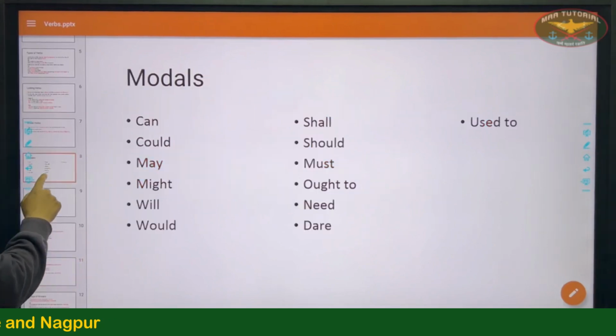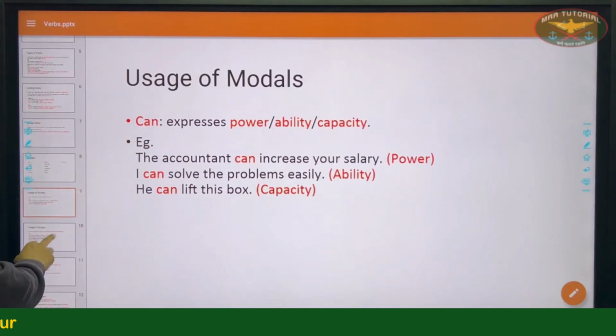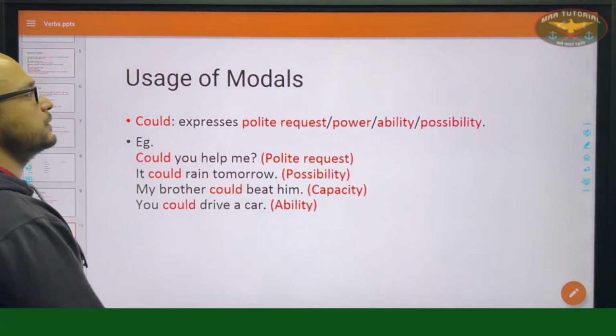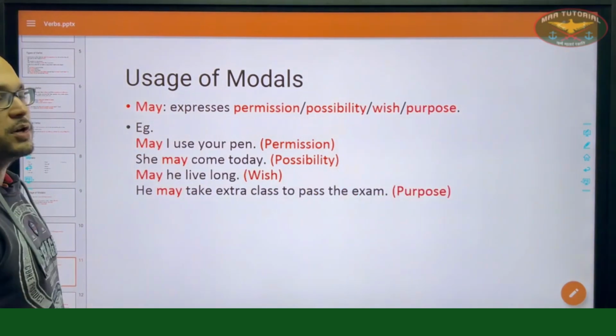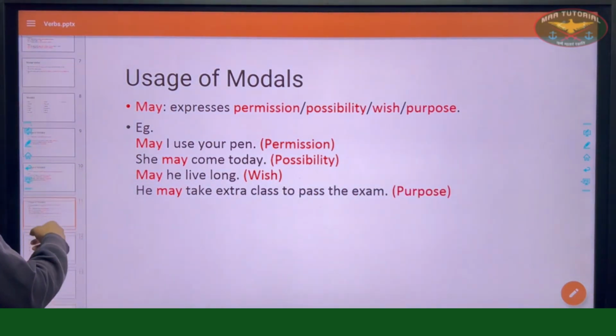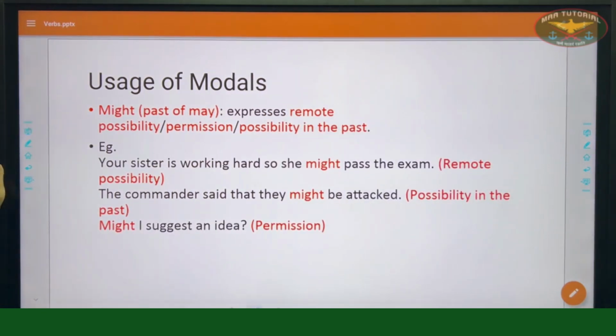So you see the modals that we covered till now: can, could, and may. Can is used for power, ability, capacity. Could is used as a polite request, power, ability, or possibility. And may is used as a permission, possibility, wish, or purpose. Then we move on to our next modal, might. Might, which is also the past of may.